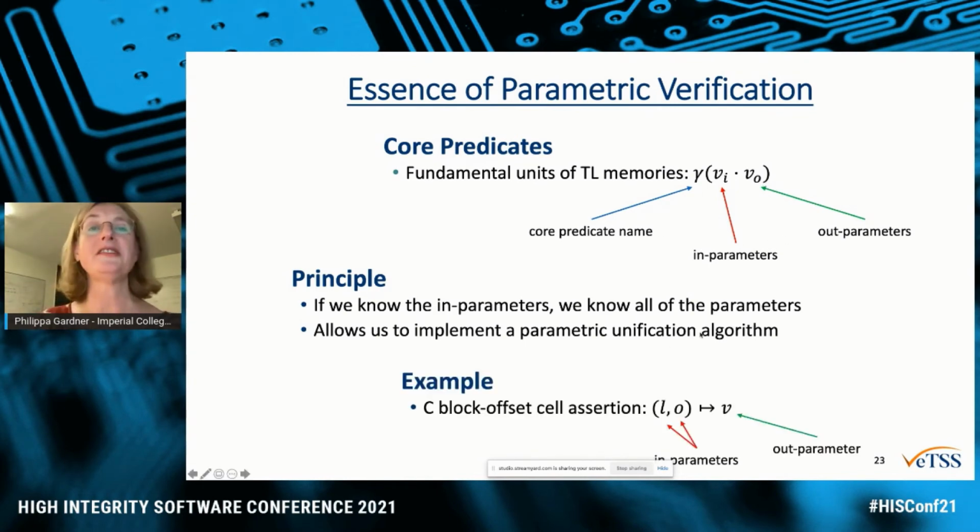And let me show you this by an example. If we think of a cell block offset cell assertion coming from C, then we've got location and offset that are the in parameters. And when you know these two, you absolutely know what the value is. The value is the out parameter. It can be found once you've got the in parameters.